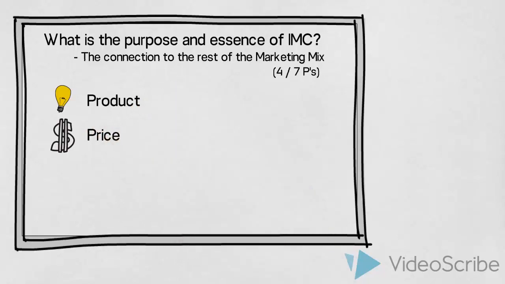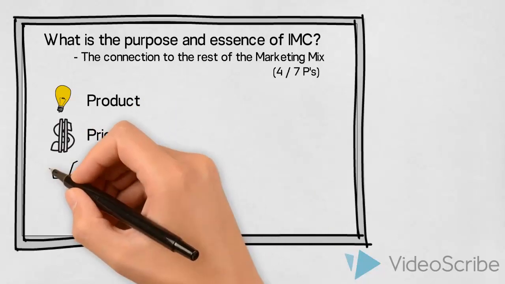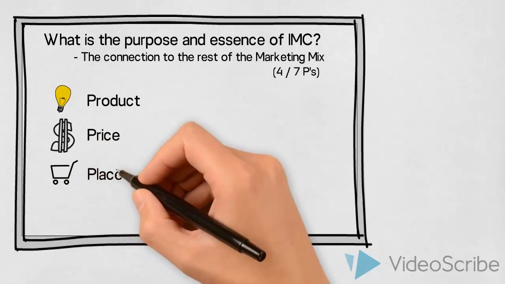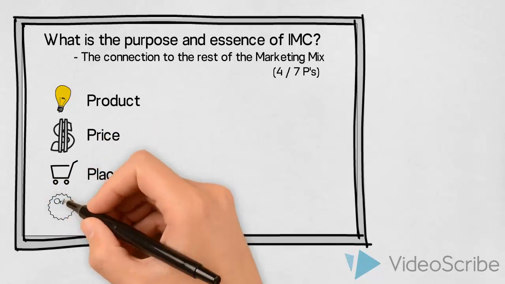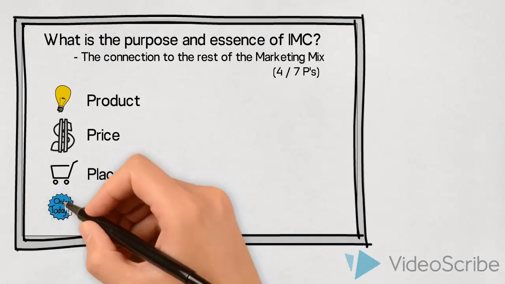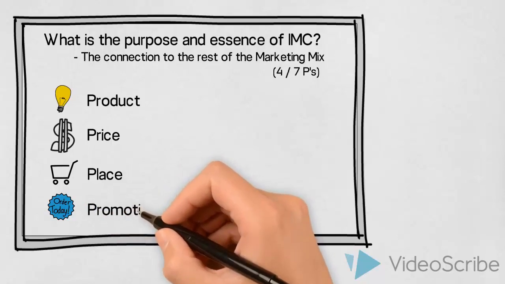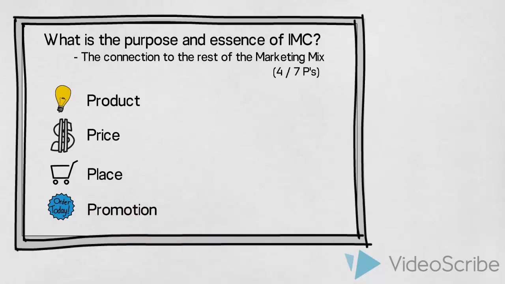Thirdly, you will need to decide on the choice of place. Through which channels will you distribute the product or service? We also need to make a plan of which promotional activities we will carry out. And this is where we talk about using integrated marketing campaigns.